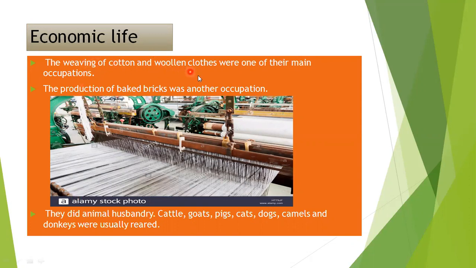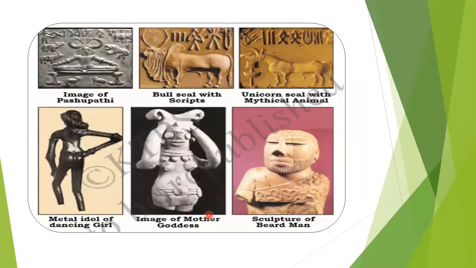Weaving cotton and woolen cloths was one of the major occupations of the Harappa civilization, and also the production of baked bricks. They also practiced animal husbandry. Cattle, goats, pigs, cats, dogs, camels, and donkeys were usually reared. These are the animals they reared.